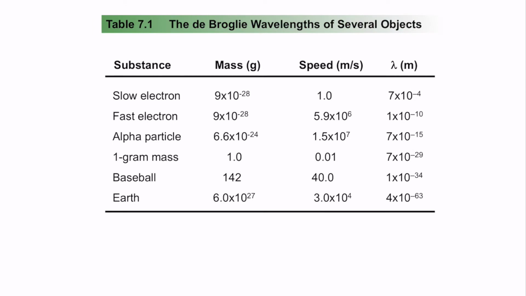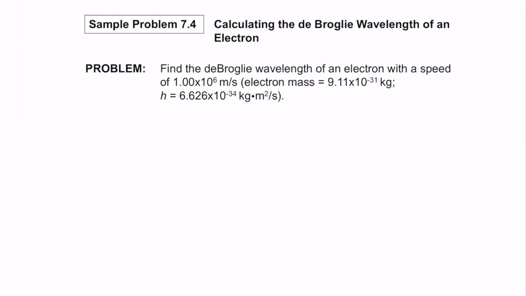So a slow electron would have a lambda value of 7 times 10 to the power negative 4, but Earth, because of its big mass and high mass, results in a lambda value of 10 to the power negative 63 meters, which is very, very low. So this is the idea behind de Broglie wavelength.